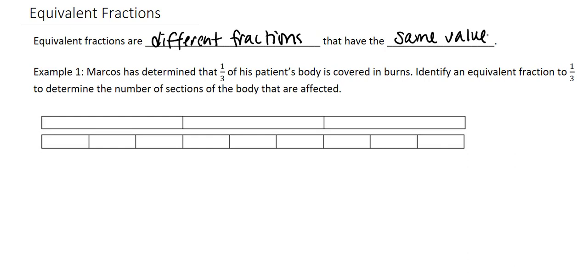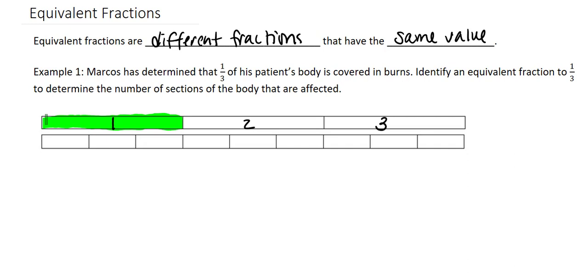Example 1. Marcus has determined that 1/3 of his patient's body is covered in burns. Identify an equivalent fraction to 1/3 to determine the number of sections of the body that was affected. So we're going to indicate this by looking at these two things here. If we were to indicate 1/3 on this top one, there's 3 here, we're going to go ahead and just color in this one because it's indicating 1/3. It's not always going to be in the lines, but you can see the point here.